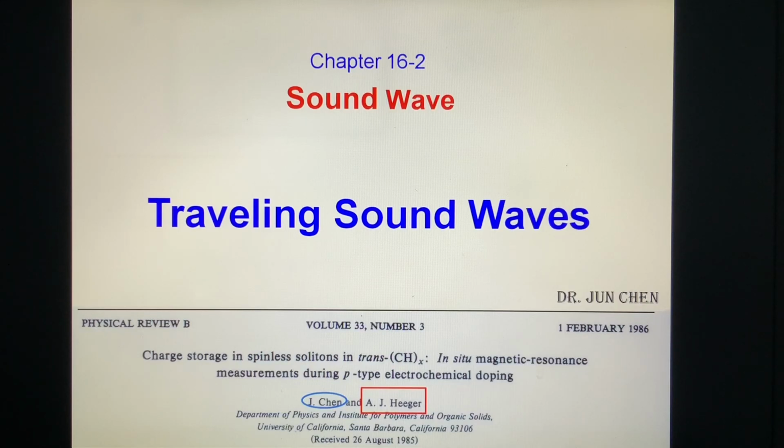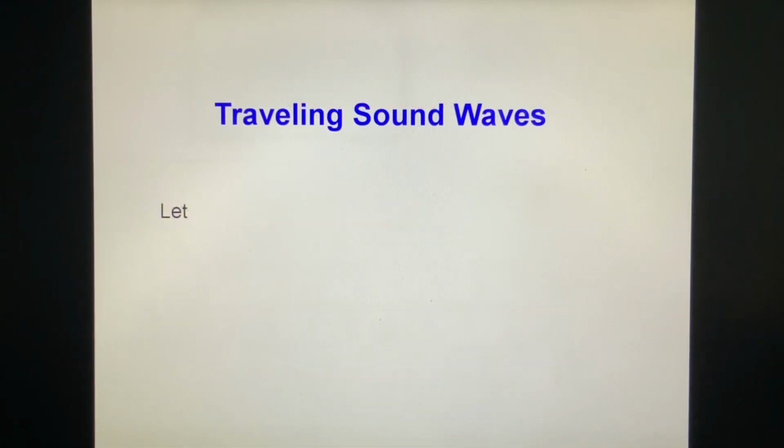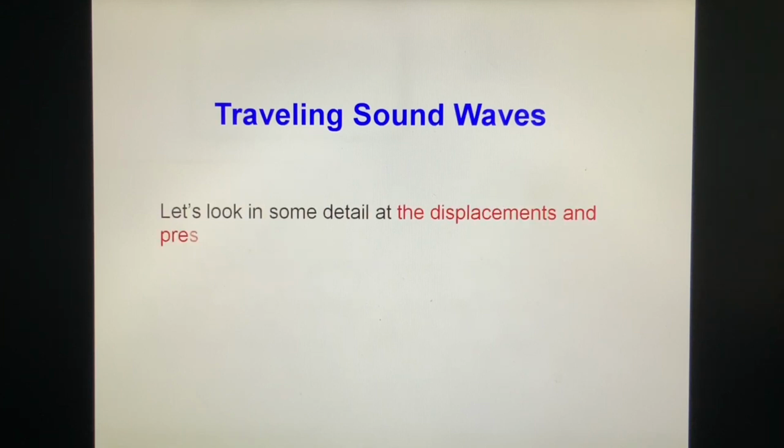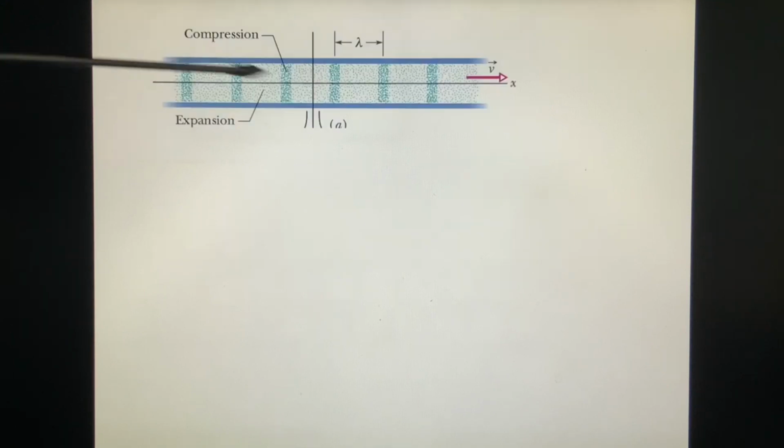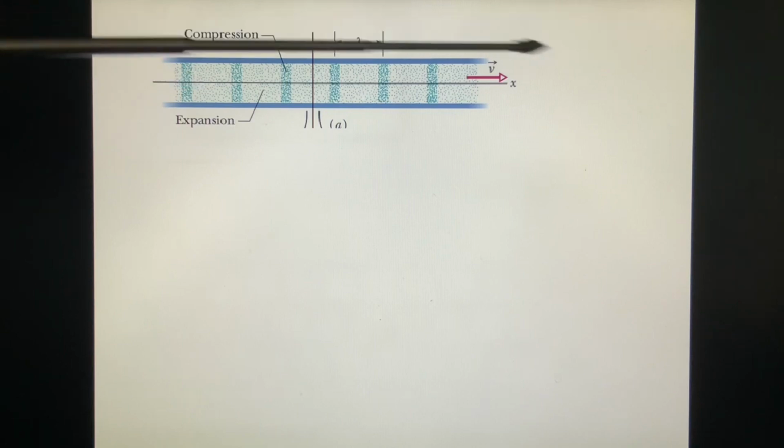Traveling sound waves. Let's look in some detail at the displacement and the pressure variations that we associate with a sinusoidal sound wave passing through air. This is a very long tube with air transmitting from right to left.